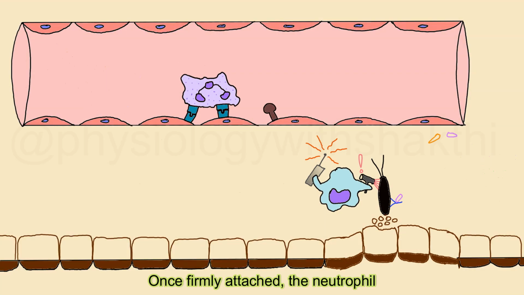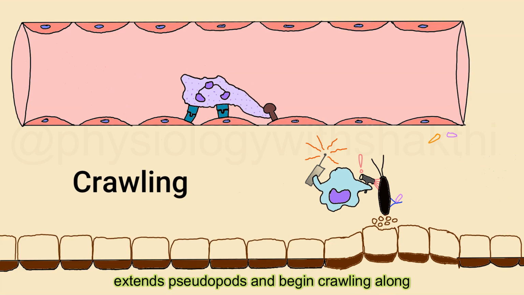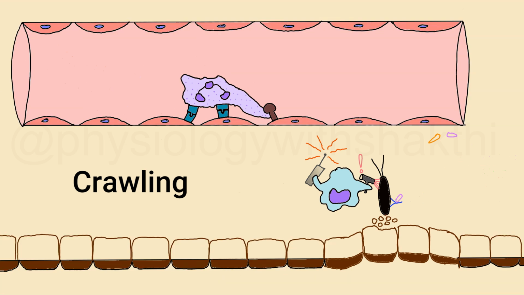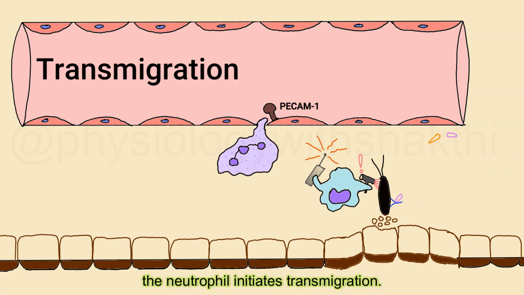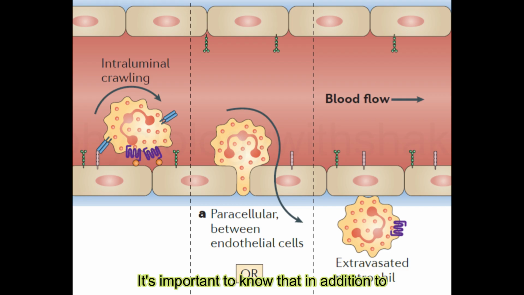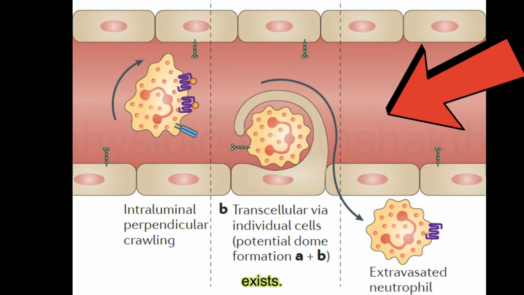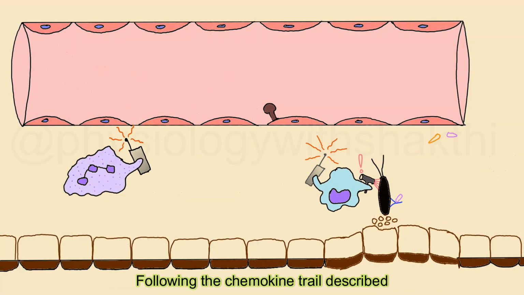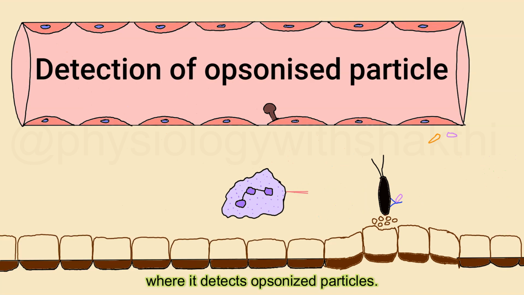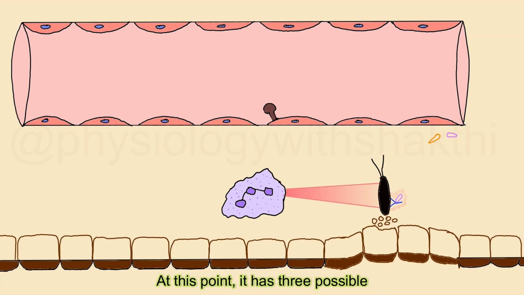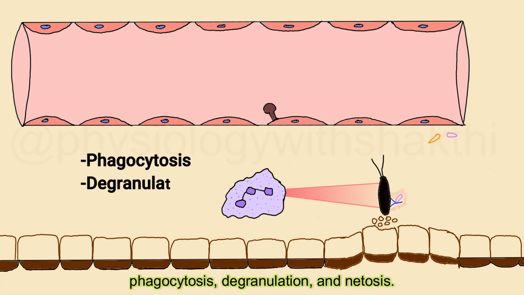Once firmly attached, the neutrophil extends pseudopods and begins crawling along the endothelial surface in an effort to cross the endothelial barrier. Upon interaction with proteins such as PECAM1, the neutrophil initiates transmigration. It's important to note that in addition to the paracellular route, a transcellular migration pathway also exists. Following the chemokine trail described earlier, the neutrophil moves toward the final target, where it detects opsonized particles. At this point, it has three possible mechanisms to combat the pathogen: phagocytosis, degranulation, and NETosis.